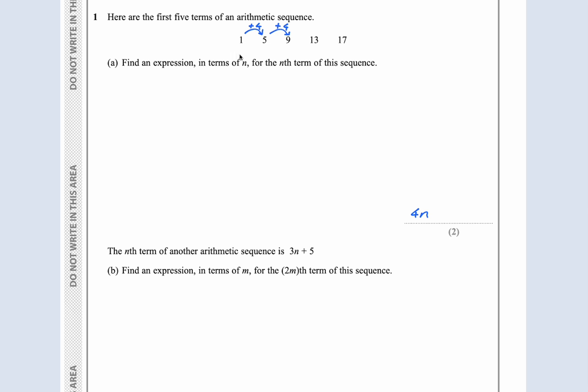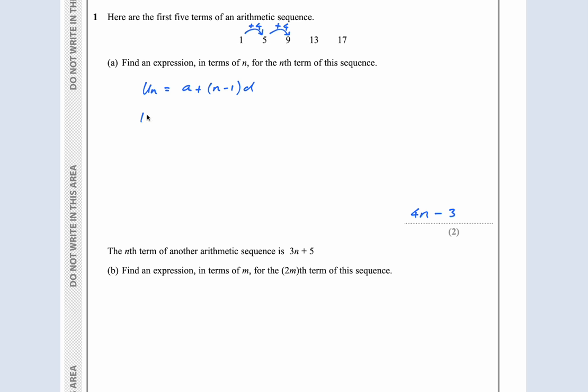And then for the first term, if the first term is one, four times one is four, so I need to subtract three to get the one. So that's the quick way to do it. I like to use the formula, which isn't in the formula sheet, guys, that the nth term, u of n, is equal to a plus (n minus 1)d. If you learn this formula, this always works, so it's a useful formula to know.